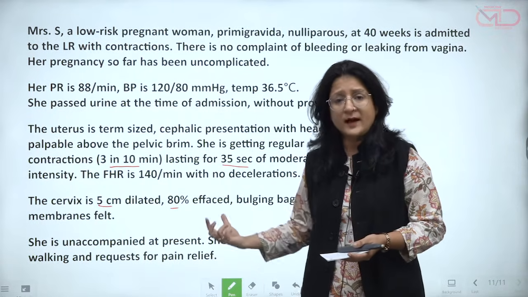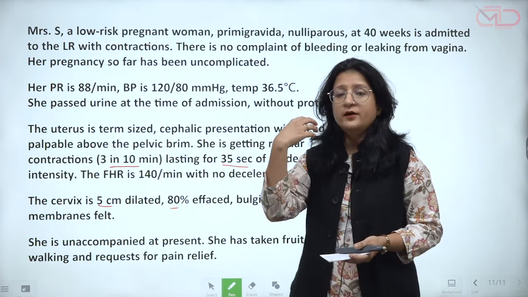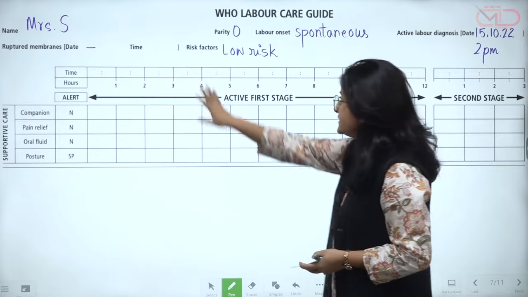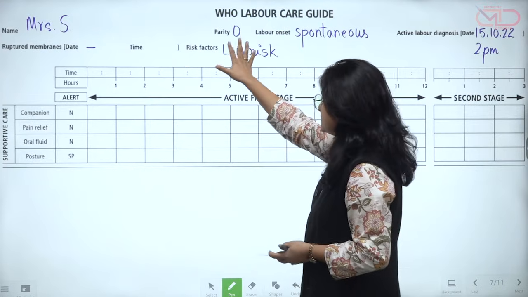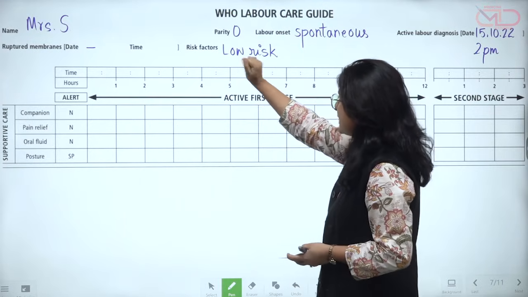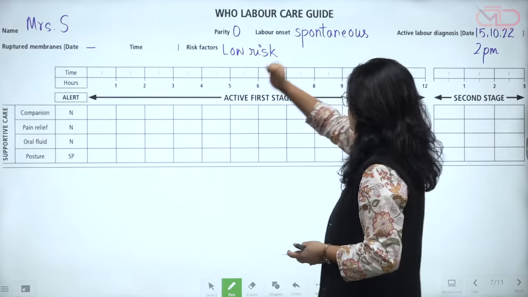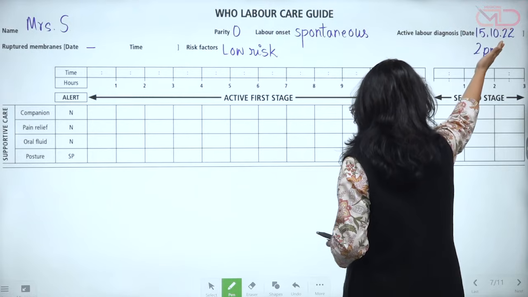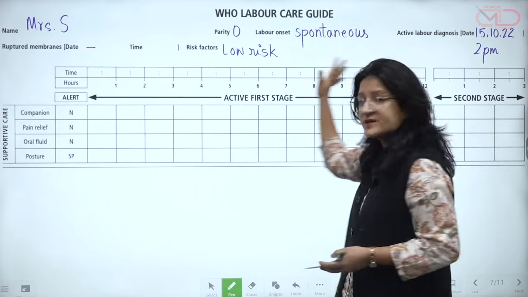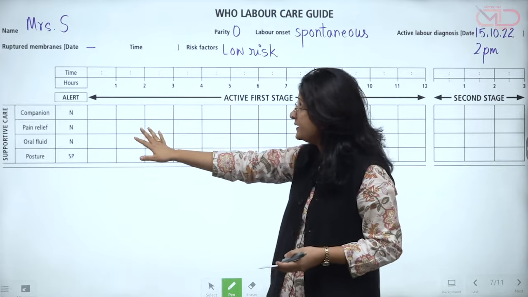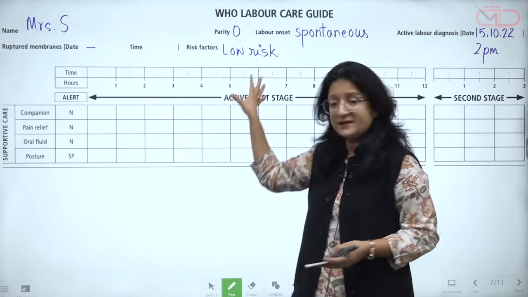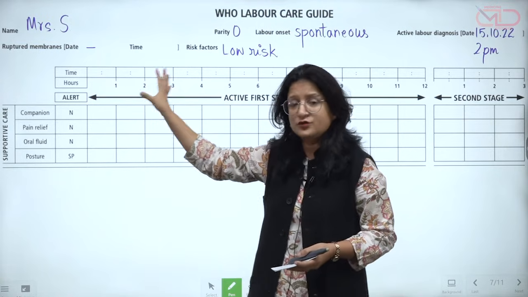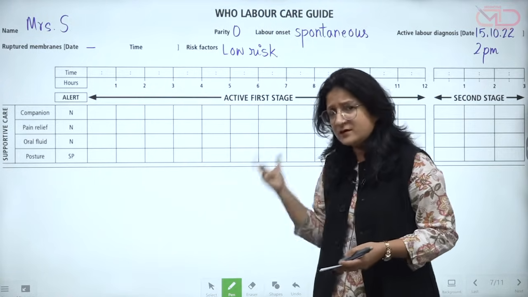So now let's have a look at how this can be incorporated and plotted on the partograph. So this is Mrs. S. It's a first labor. She's a primigravida. There's no prior birth, so parity 0. She's in spontaneous labor, and she's been seen at, let's say, 15th of October, 2 p.m. That is when we decided that the partogram needs to begin. There are no risk factors identified in history. The membranes have not been ruptured as of yet. There's no leaking. There's no bleeding. So these patient particulars are noted down.